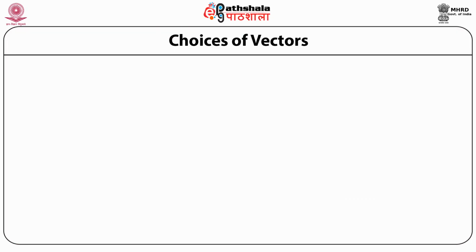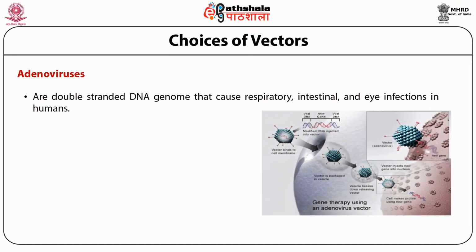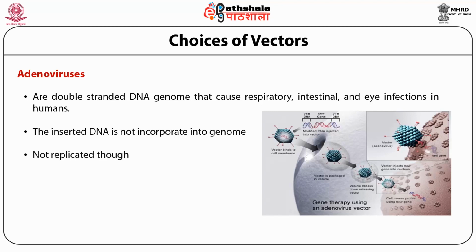So the second type of virus which we are going to talk about is adenoviruses. Adenoviruses, once again, have a double-stranded DNA genome, and they cause respiratory, intestinal and eye infection in humans. The inserted DNA is not incorporated into the genome, not replicated through, and it has to be reinserted when more cells divide. For example, the common cold; these adenoviruses are derived from them.